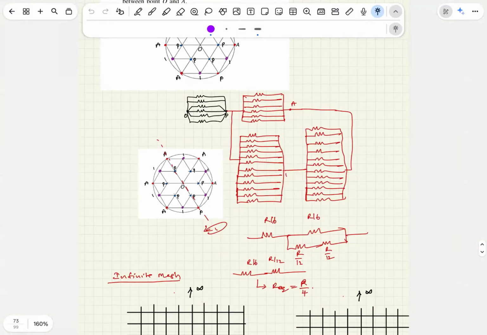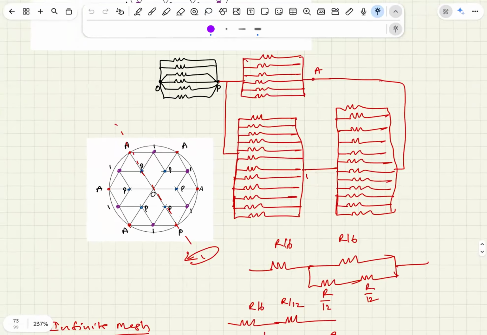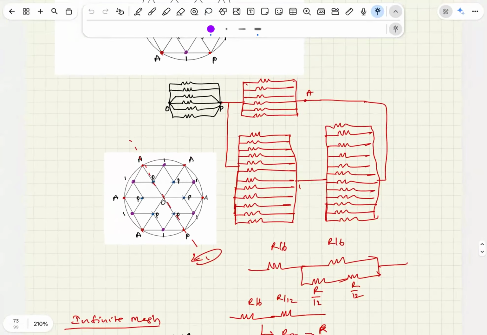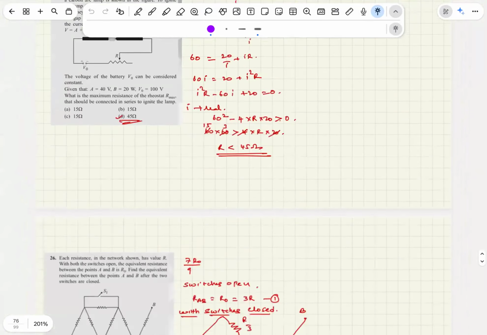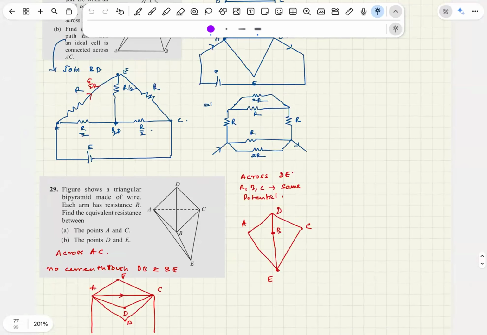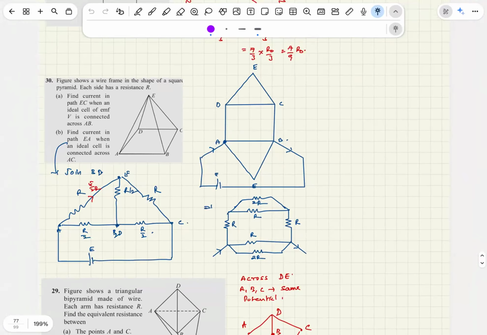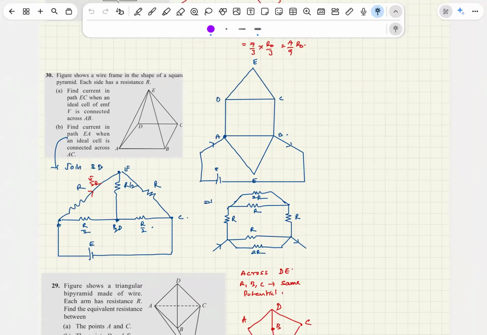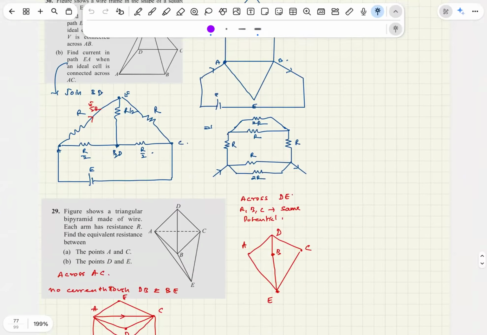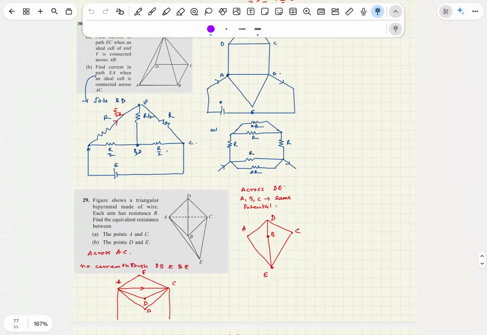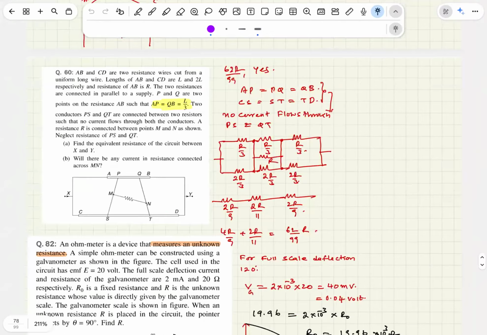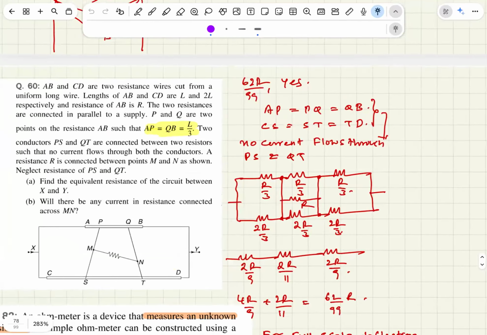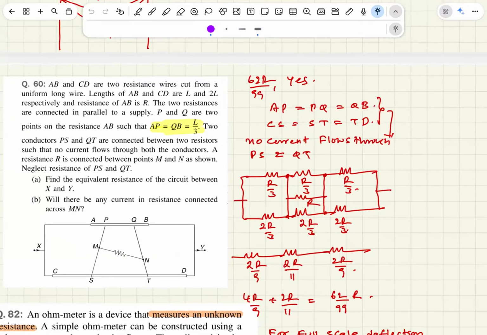So, a very, very, very good question. Any doubts, please ask on this. See, it's in my notes. These are definitely good questions. You haven't done it. Please go through question number 60.